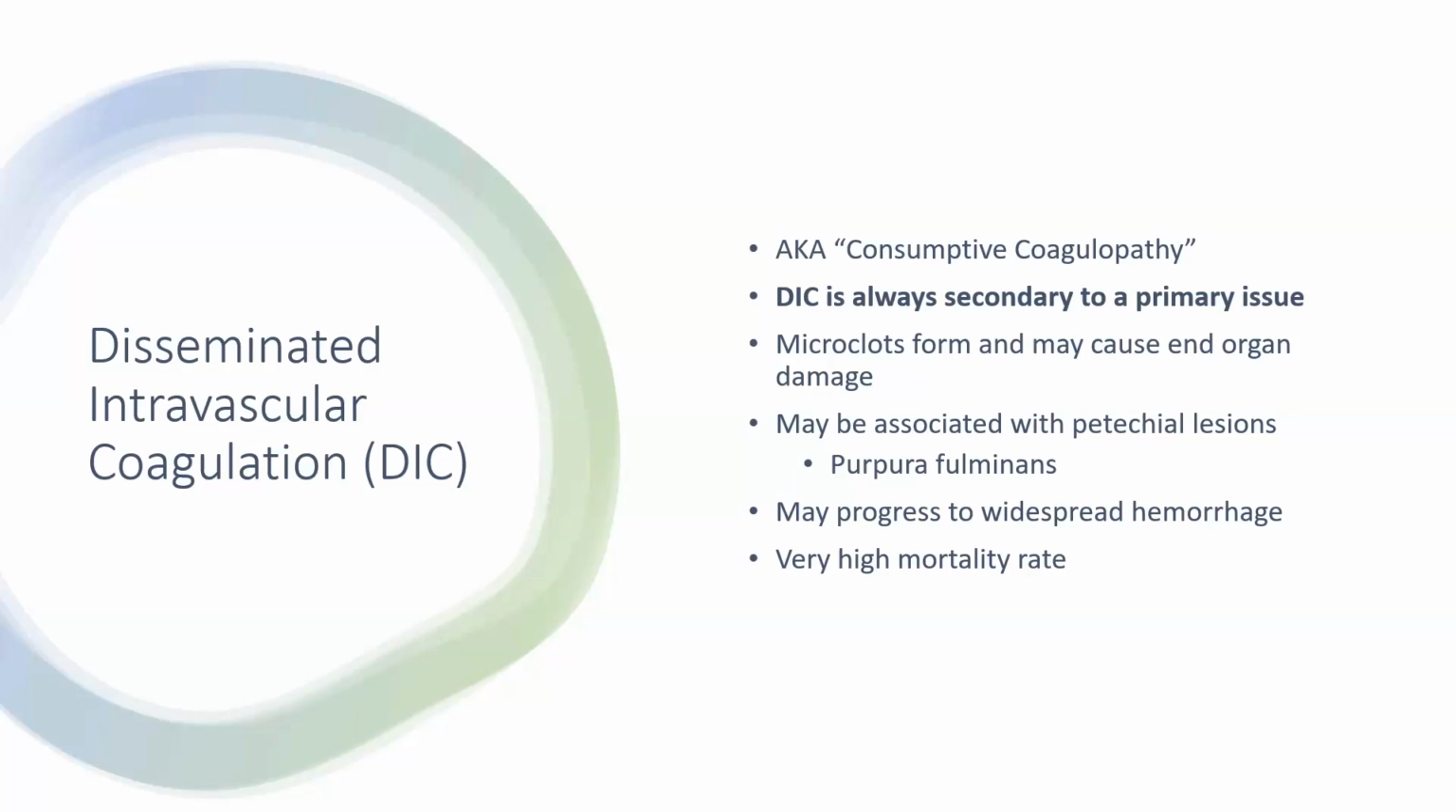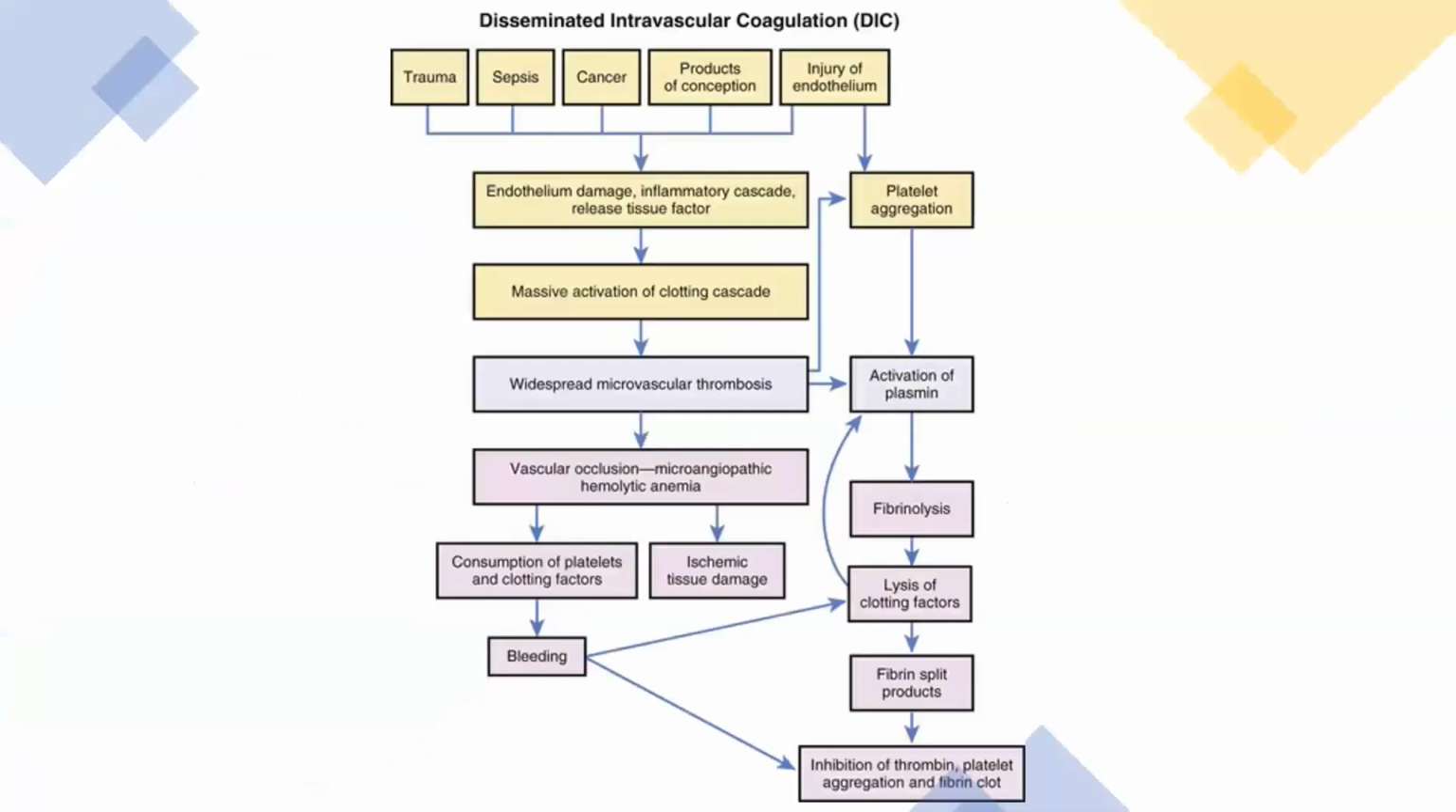DIC may progress to widespread hemorrhage, and it is associated with quite a high mortality rate. So recognizing DIC very, very early, catching it in that early phase, and then ultimately correcting the underlying issue is going to be really critical for rescuing these patients before they progress to an unrecoverable state.